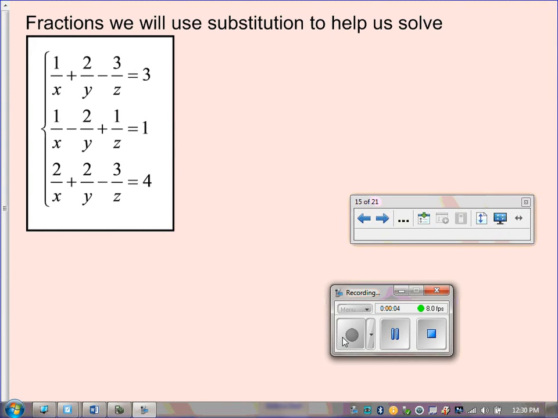We've talked about systems of equations with 3 variables, and we've used a calculator. We can do them by hand, but we haven't actually talked about one with a fraction. So what we're going to do here is use substitution to help us solve.